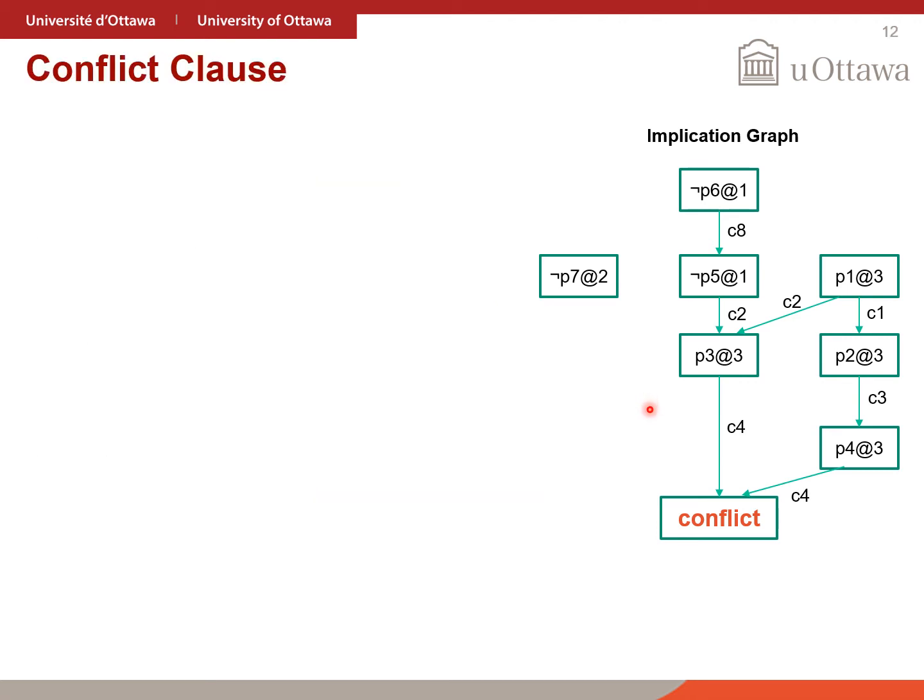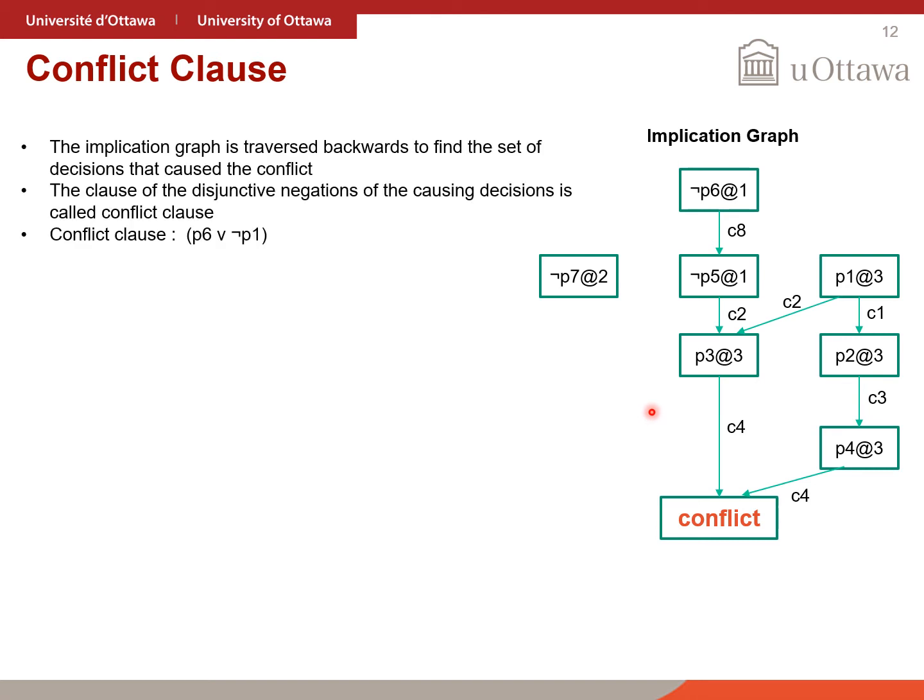In case of conflict, the CDCL algorithm traverses back the implication graph to find the set of decisions that cause the conflict. Here in this example, the negation of P6 literal at decision level 1 and the literal P1 at decision level 3 are the root cause of this conflict.